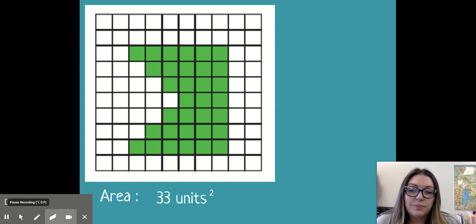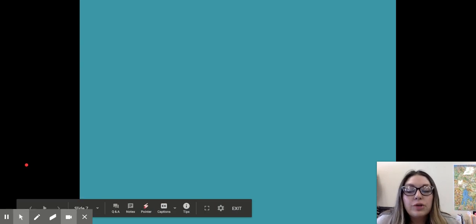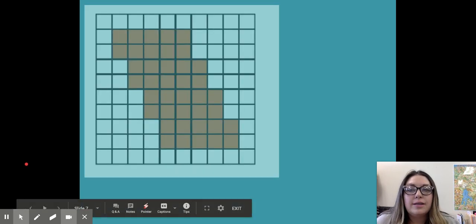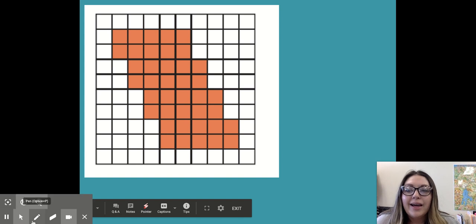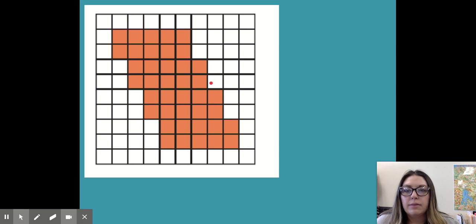Okay, so the last one we're going to work on today. I'm going to show you one more thing about finding area. Later on, when we've worked more with area, we're going to get a little bit deeper into it. But right now, I want you to take a look at this figure. It's a figure that seems to have some parts of it repeated. And I want you to think of an easy way to find the area of this figure.